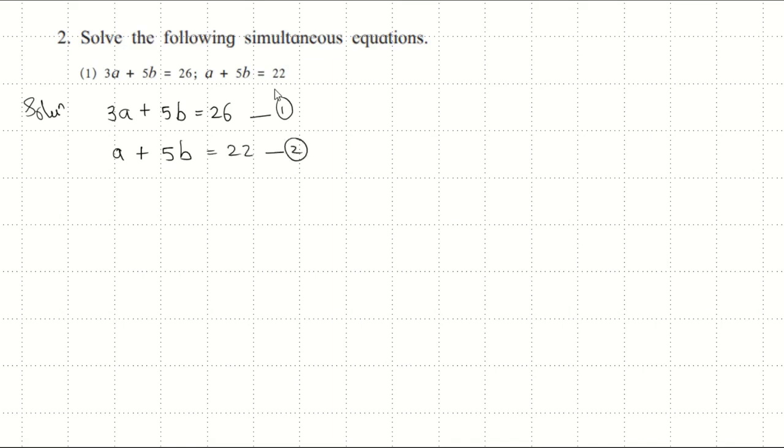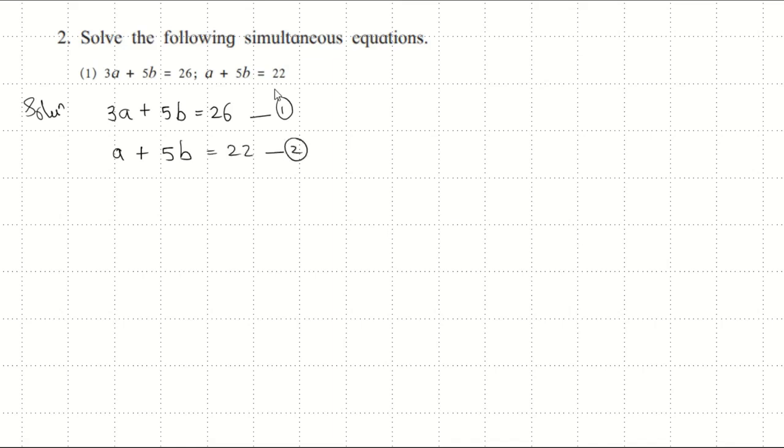Solve the following simultaneous equations, where we have two equations given. Here we need to find the values of x and y. If any different variables are given, here they are a and b, so we need to find the values of a and b. Solution. First equation, 3a + 5b = 26. Be this equation number 1. a + 5b = 22. Be this equation number 2.